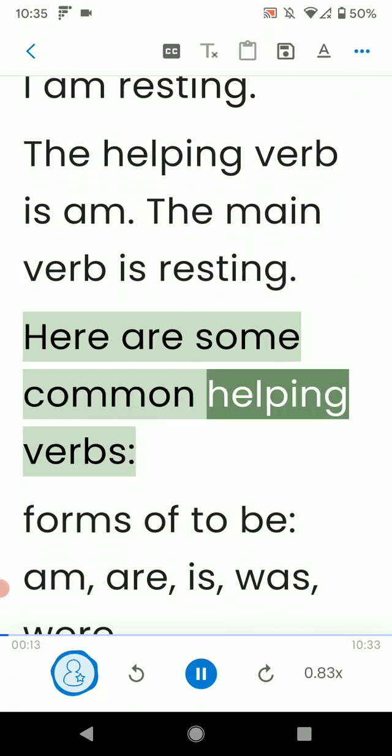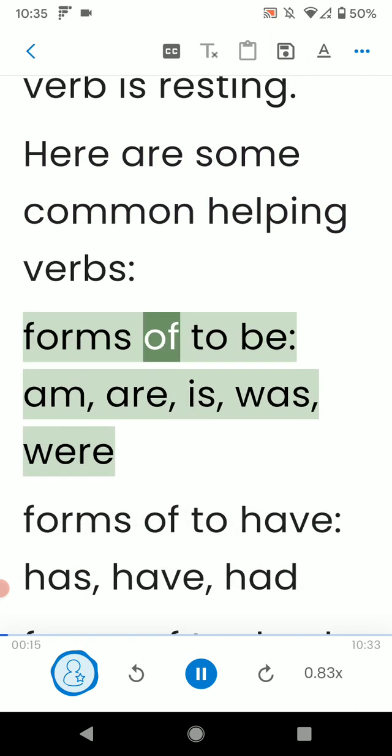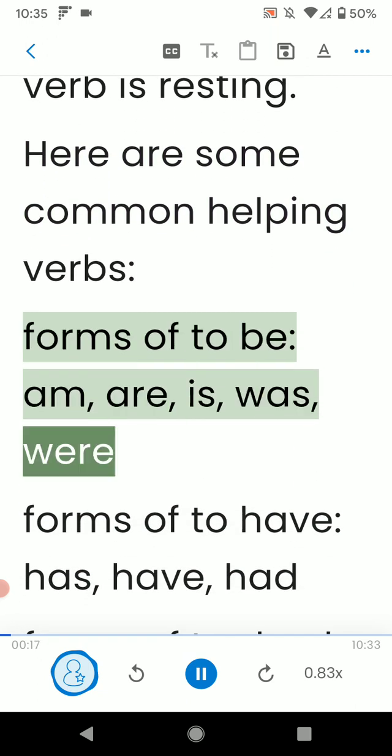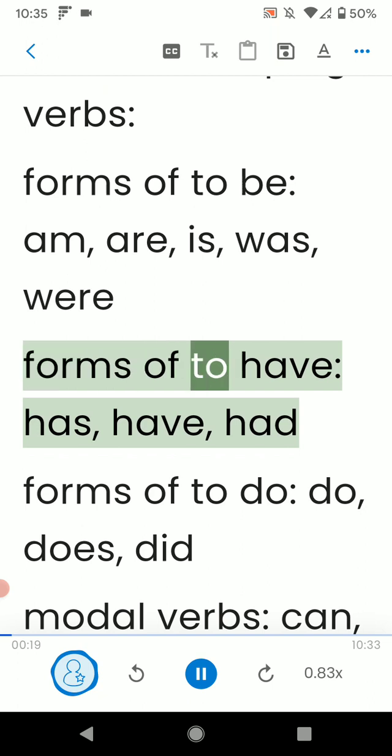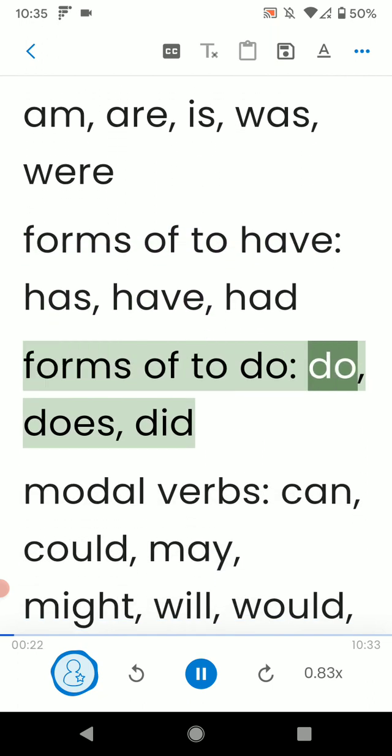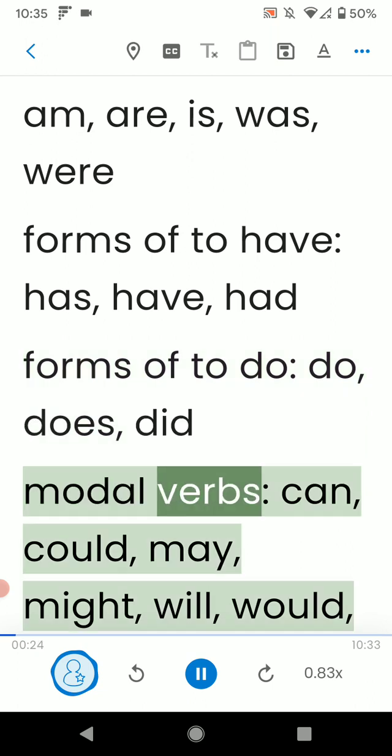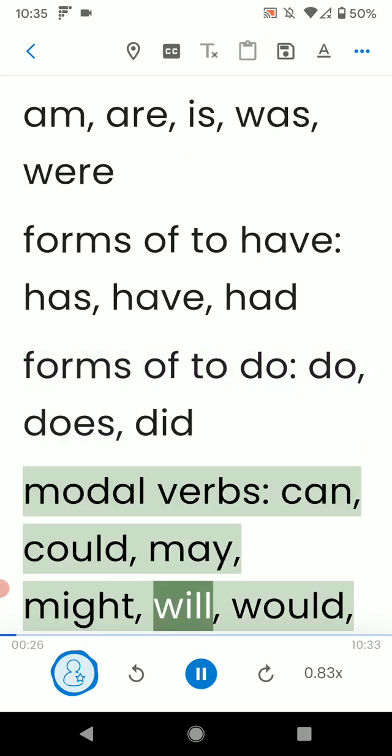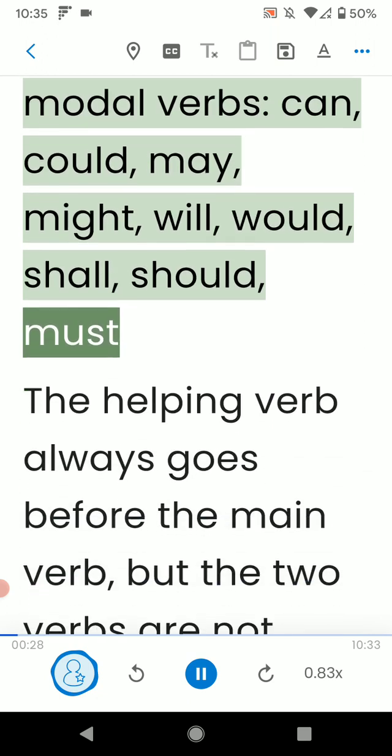Here are some common helping verbs. Forms of to be: am, are, is, was, were. Forms of to have: has, have, had. Forms of to do: does, did. Modal verbs: can, could, may, might, will, would, shall, should, must.